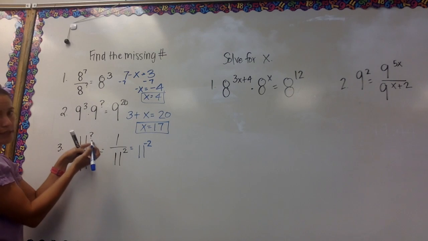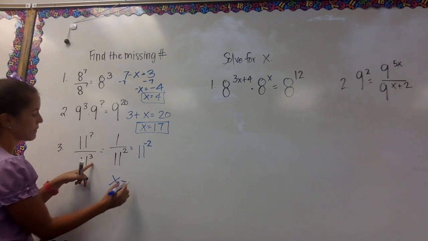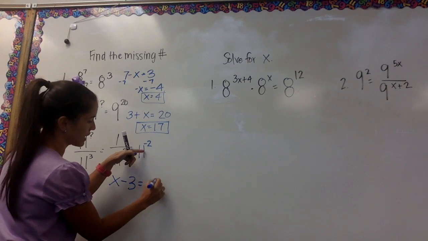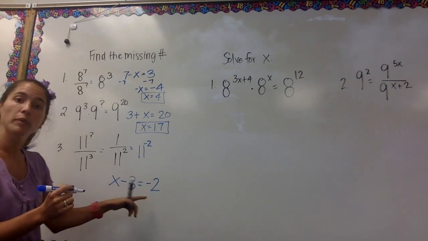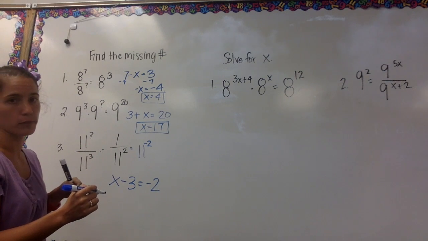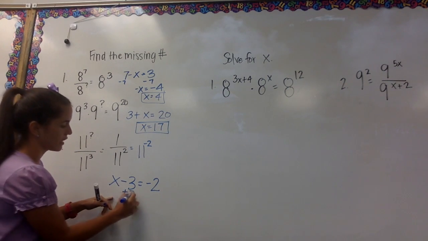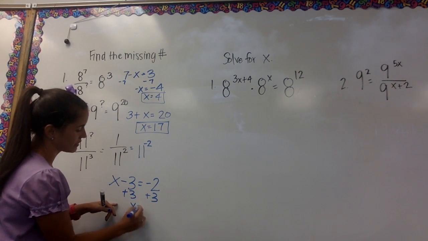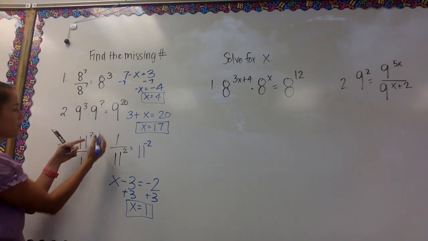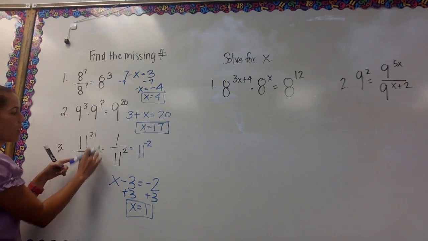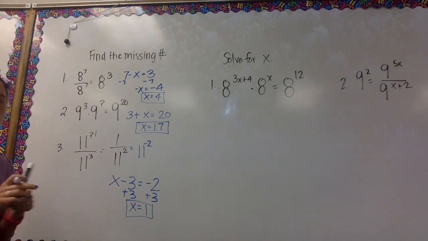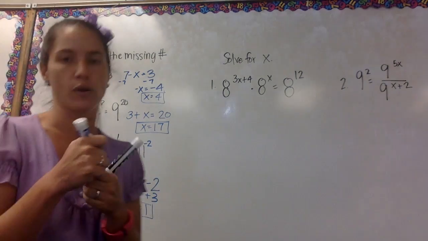So remember, I'm going to replace this with x. x minus 3, because it's a division problem, is equal to negative 2. I don't want to put positive 2, because if it were positive 2, then this would be up in the numerator. So now I can add 3 to both sides, and x is going to be 1. Now let's just check to see if that's correct. If this is 1, 1 minus 3 is negative 2. And so I'm just showing you how to find the missing one.